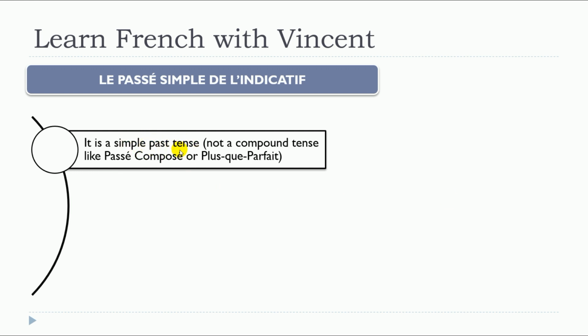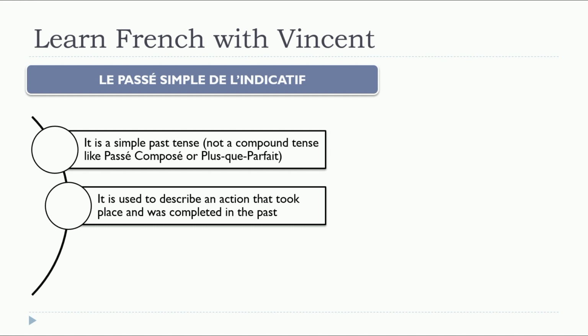And by simple, we mean that it's not a compound tense like le passé composé or le plus-que-parfait. These compound tenses in French only mean that you will have to use the auxiliary avoir or être to build them. In the case of passé simple, it will be just your verb that you will have to transform, and then you will combine it with the endings appropriate for each person.